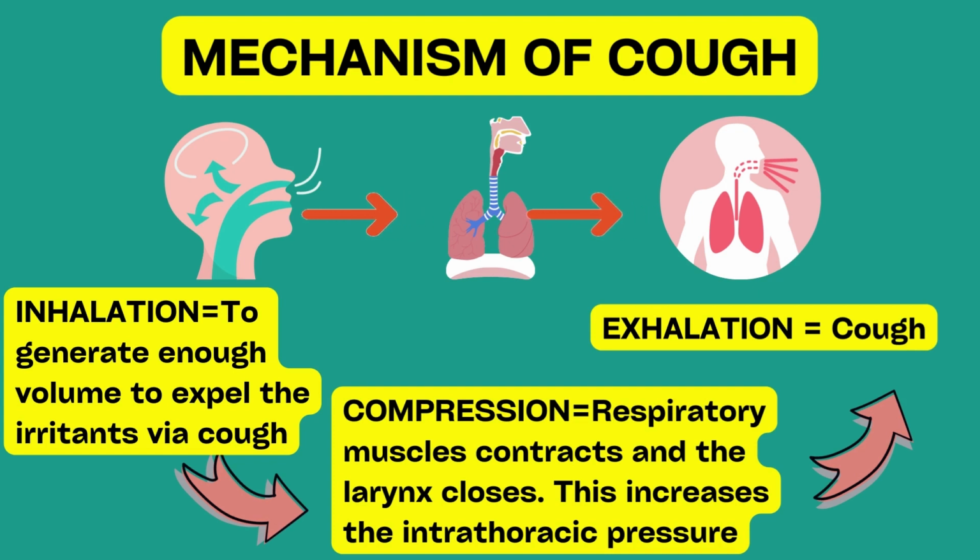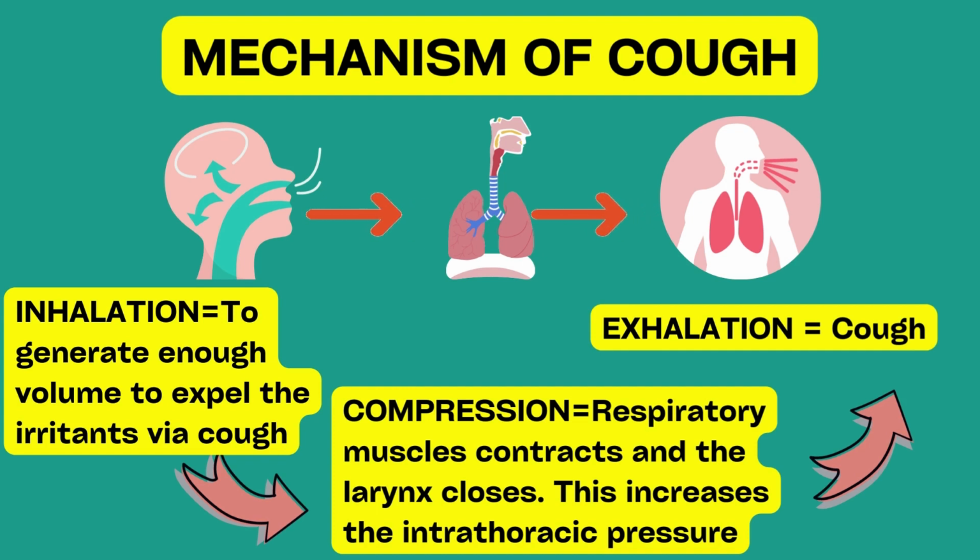The action of cough itself is divided into three important phases, that are the inhalation phase, compression phase, and exhalation phase. The first phase to be considered is the inhalation phase. In the inhalation phase, massive inhalation happens. This is to generate enough volume to expel the irritants via cough. After the inhalation, we go to the compression phase. In the compression phase, the diaphragm, abdominal and chest wall muscles contract.